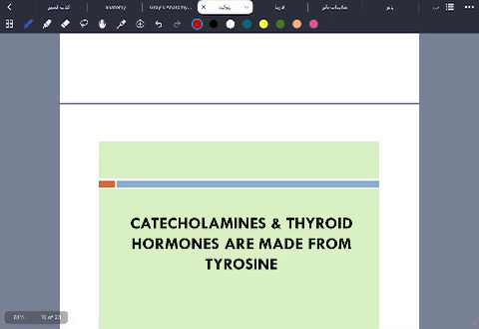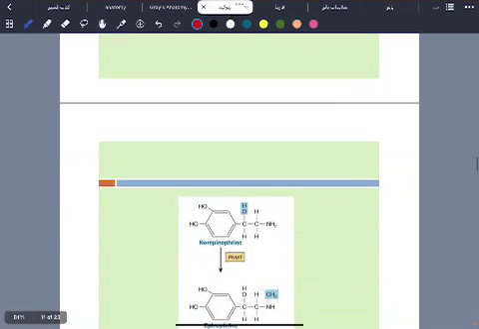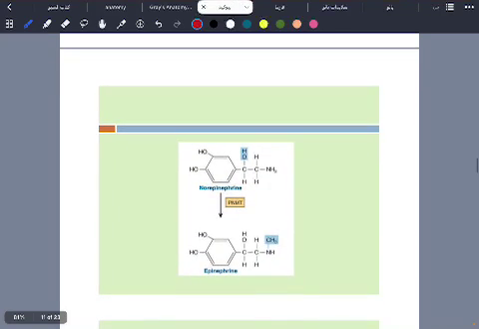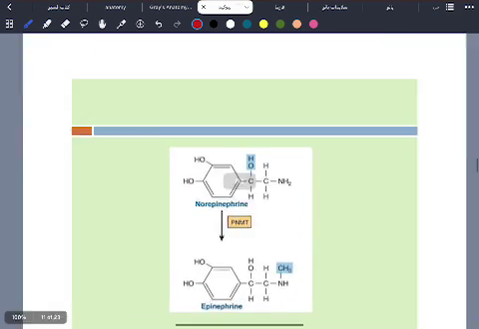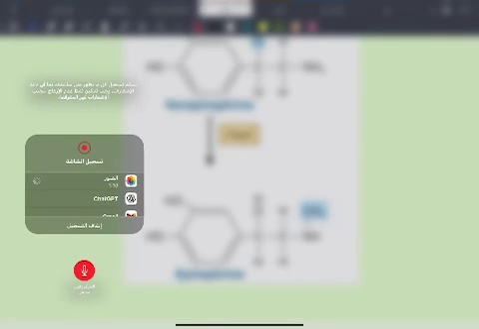نكمل موضوعنا فيما يتعلق بالهرمون ميتابوليزم. راح نتكلم اليوم عن two examples mainly اللي هو الكاتيكولامينز and thyroid hormone, how they are made and how they are going to be metabolized. As you notice, the precursor molecule for both is the tyrosine, but the difference is in the pathway of the metabolism or synthesis in general. So all synthesized from tyrosine again.